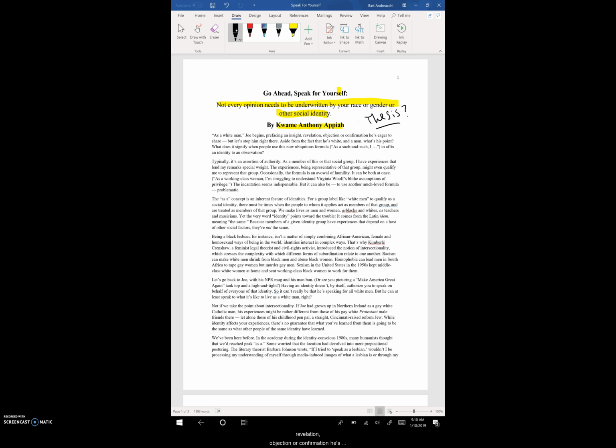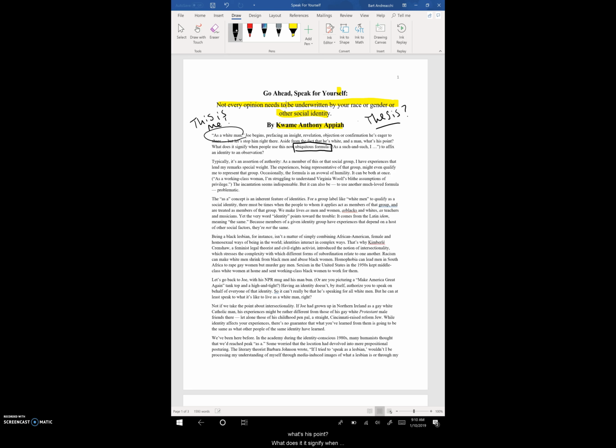Now let's start reading. As a white man, Joe begins, prefacing an insight, revelation, objection, or confirmation he's eager to share, but let's stop him right there. I'm going to stop right there and circle "as a white man" because there's a personal connection to the text that I can make. I'm a white man and I find myself saying this a lot. So I'll write that there. But let's stop him right there.